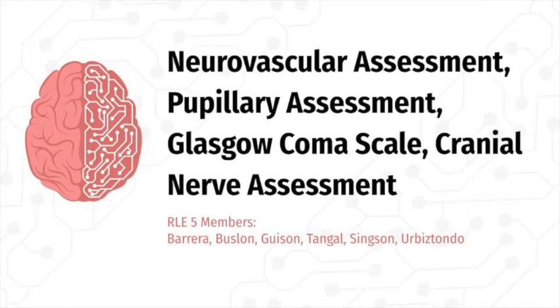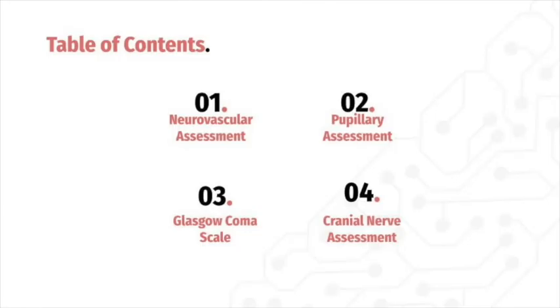We are Group C5, and for our RLE topic, we will be discussing the different assessment types, which are neurovascular assessment, pupillary assessment, Glasgow Coma Scale, and the cranial nerve assessment. So for the table of contents, we will be discussing each topic or assessment, and we will be giving its objectives as we discuss the topic for your guidance.